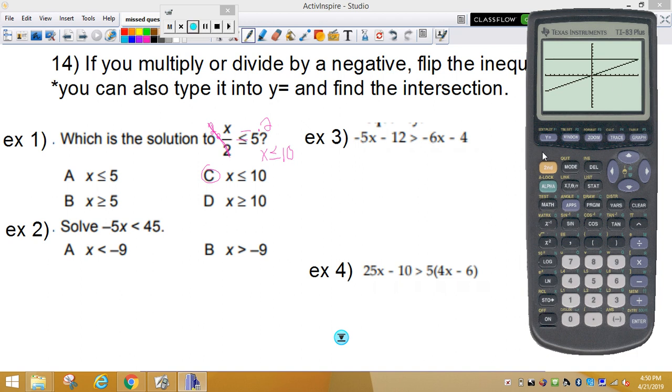I want to figure out where they cross, so I'm going to do second trace. I'm going to go down to intersection number 5 and hit enter 3 times. So it enters at 10. So now at least I know it's C or D, right?